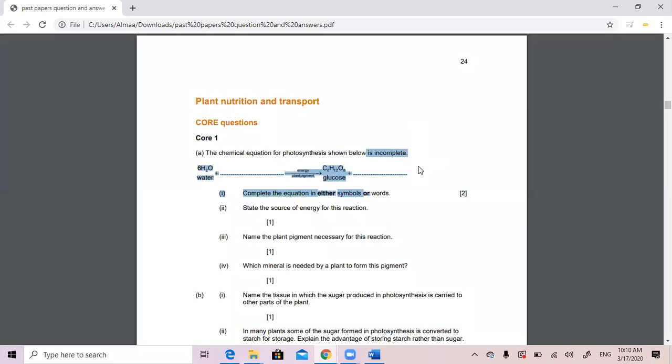Are all the students with me and hearing me well? The first question: the chemical equation of photosynthesis should be completed. That is 6H2O, which means water, plus what? Energy and the plant pigment, giving C6H12O6, glucose. After that, we will take this question: complete the equation in either symbols or words.